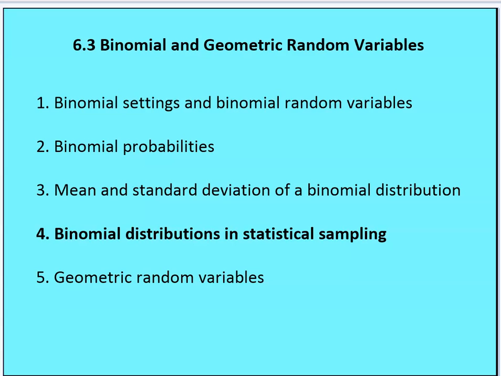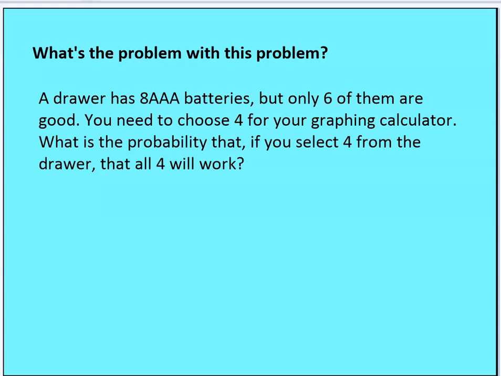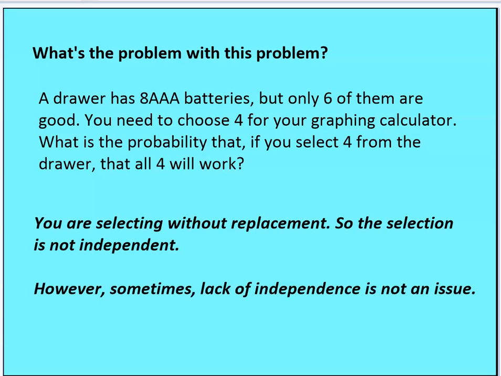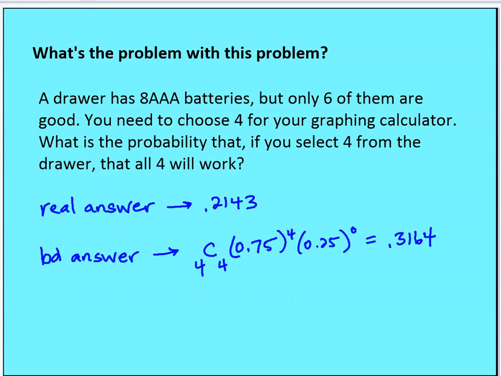All right, so moving on, binomial distributions in statistical sampling. A drawer has 8 AAA batteries, but only 6 of them are good. You need to choose 4 for a graphing calculator. What is the probability that if you select 4 from the drawer, all 4 will work? You're selecting without replacement, so the selection is not independent. However, sometimes lack of independence is not an issue, so we need to consider that. The real answer is 0.2413, so you have to be careful. The binomial distribution answer is 0.3164.